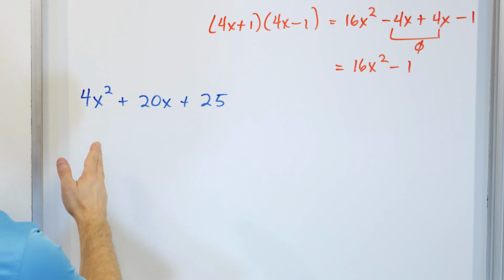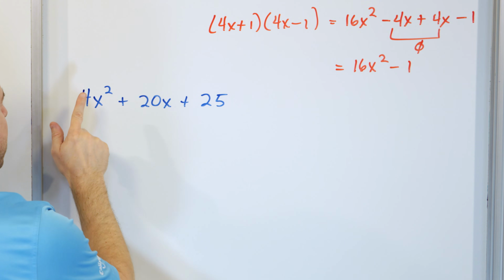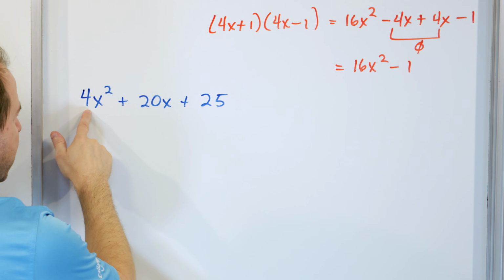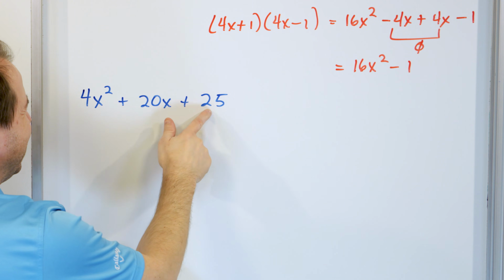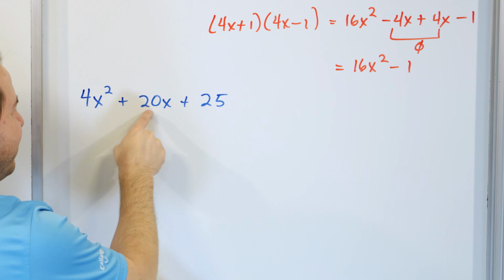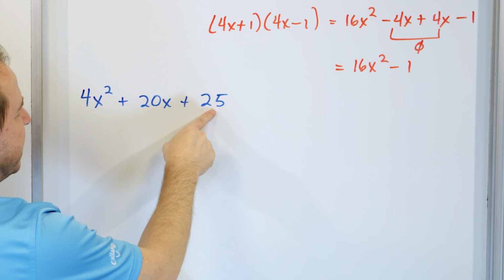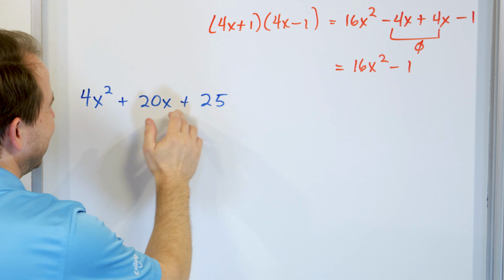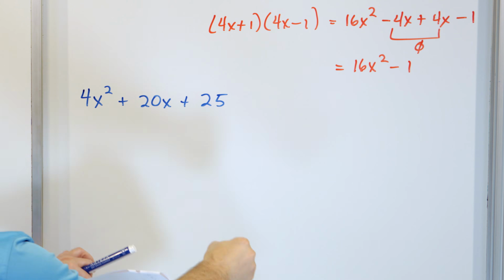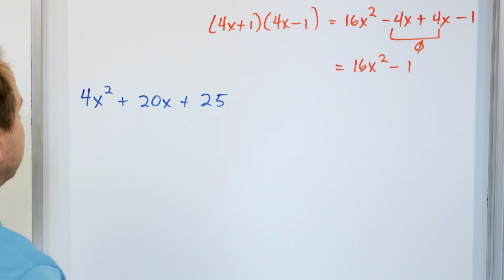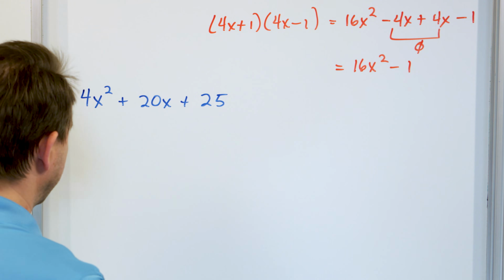First thing you do is you try to pull something out of each term. 4, of course, I could pull out of 20. That works, but it doesn't work for 25. I can't pull out 2 from everything either because it doesn't go evenly into here. And also, there's no x in all terms, so I can't factor out a single term to the outside. So the next thing I do is I say, is it a perfect square trinomial?